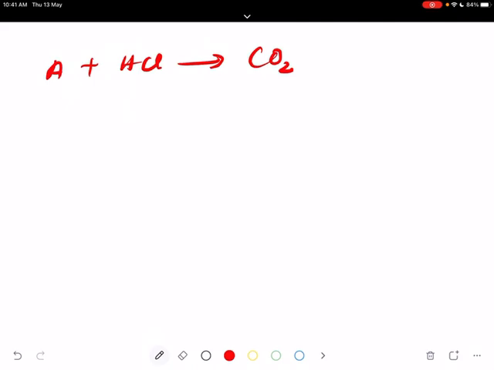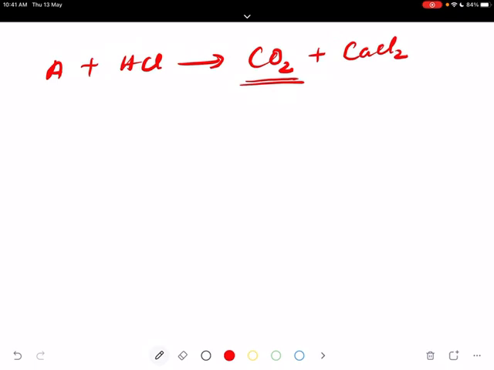So when you open this bottle, carbon dioxide gas rushes out. That is called brisk effervescence. The gas evolved extinguishes the burning candle, so that means it is carbon dioxide only. Write a balanced chemical equation for the reaction if one of the compounds formed is calcium chloride.